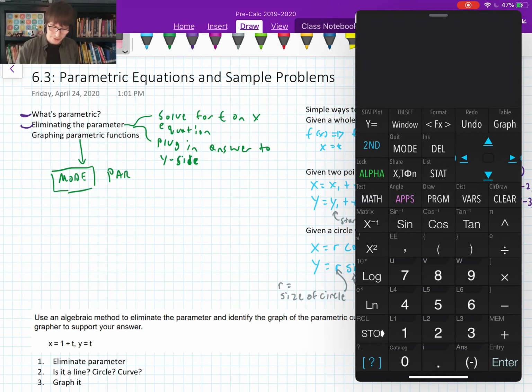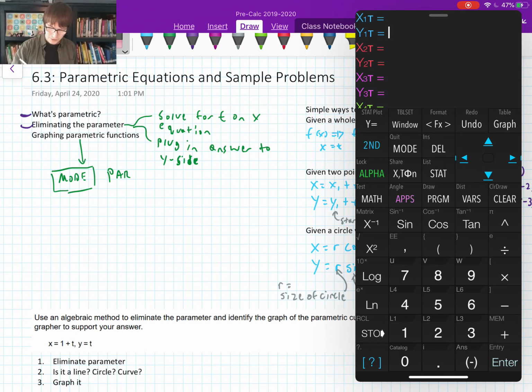And you'll notice when you go into parametric mode, it changes the way your calculator works. So if you go to Y=, well, let me clear that. That was from earlier. If you go to Y=, now you no longer have just Y1, Y2, Y3, Y4. You have X in terms of T and Y in terms of T. So now it gives you those two lines. You can actually graph any parametric equation.